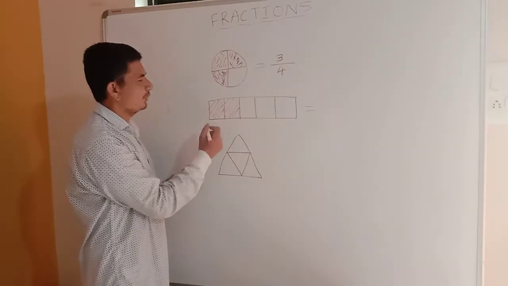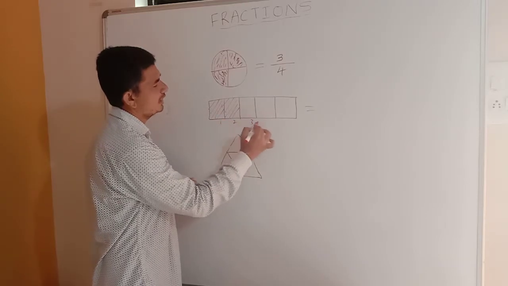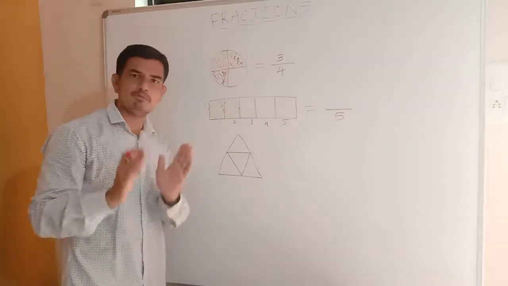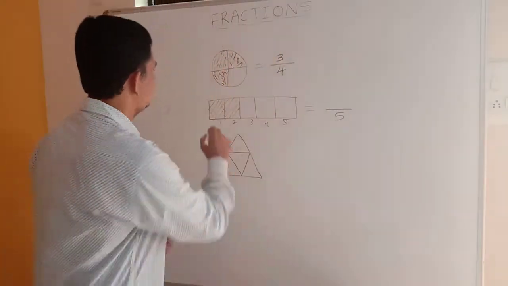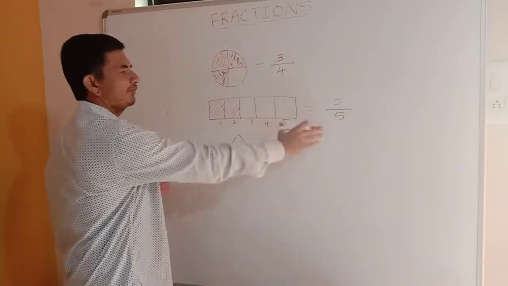In the second picture, you can see boxes. How many total boxes are there? 1, 2, 3, 4, 5. Total boxes are 5. In that, how many boxes are colored? Only two boxes are colored, 1 and 2. So it is in the form of 2 by 5.